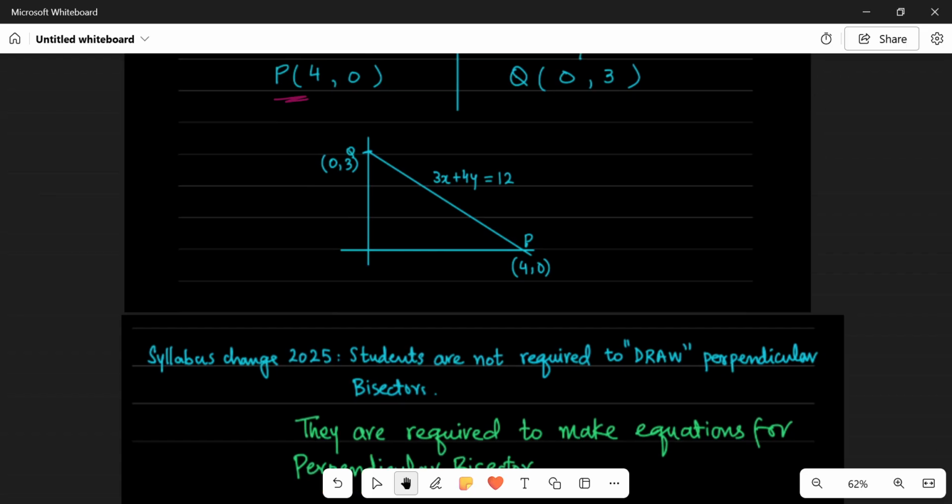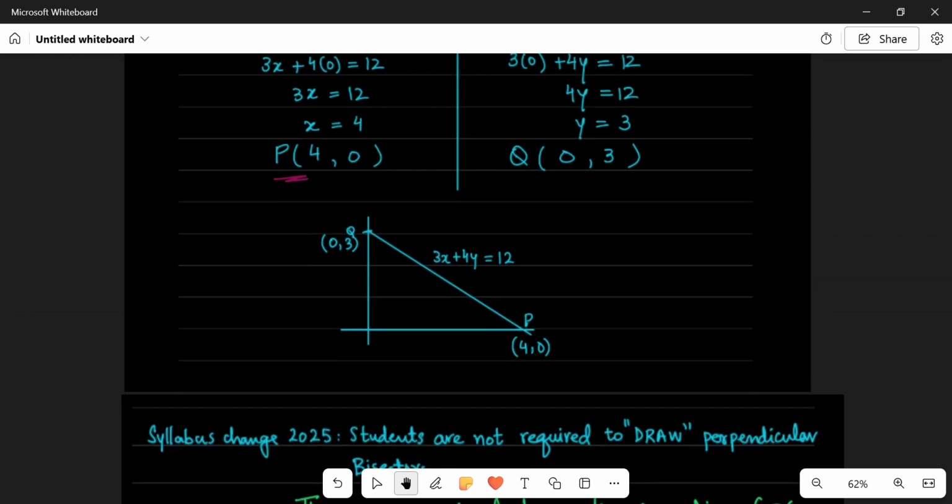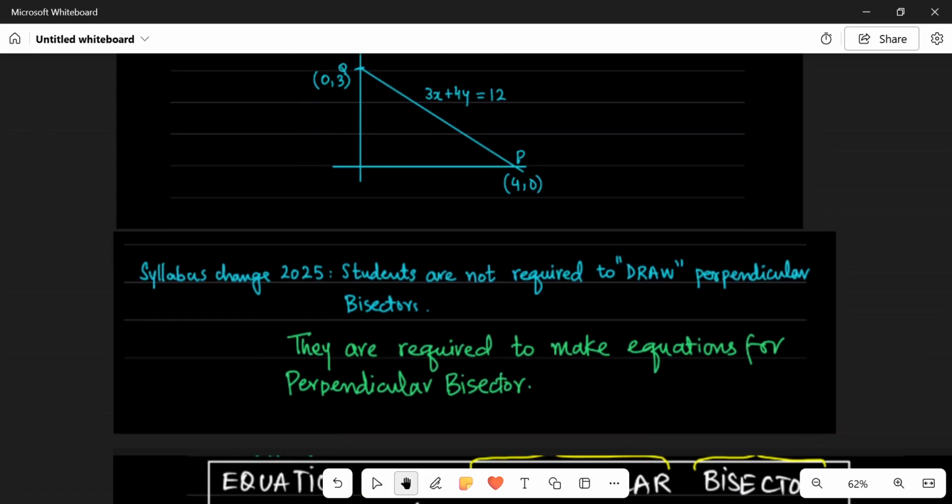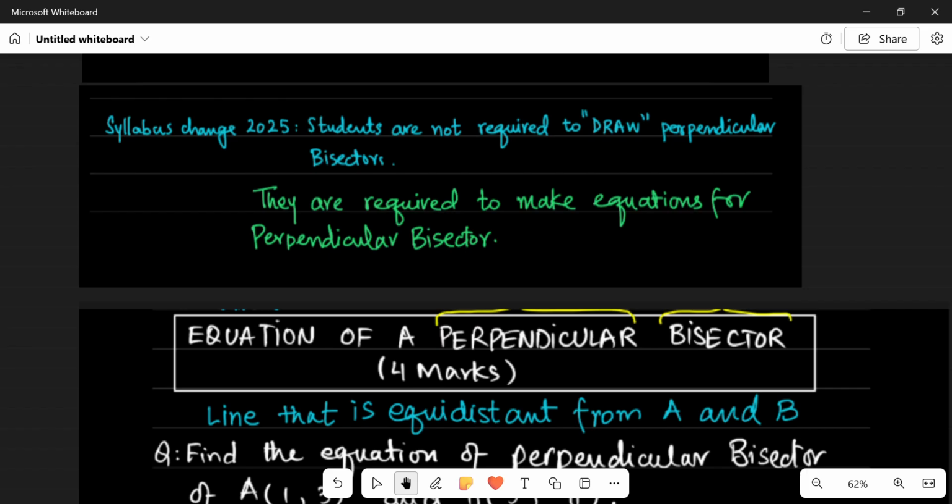Next part. See, this is the diagram of this question. Now, the syllabus changed in 2025: students are not required to draw the perpendicular bisector. Before, yes, it was there, but not after 2025. They are required to make the equation for the perpendicular bisector. This is a very important part.